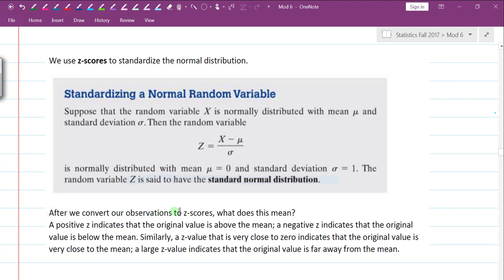After we convert our observations to z-scores, what does this mean? It means that a positive z indicates the original value is above or greater than the mean. A negative z indicates that the original value is below the mean, okay? Similarly, a value that is very close to 0 indicates that the original value is very close to the mean. A large z value indicates that the original value is far away from the mean. Okay? So let's look at this for just a minute.